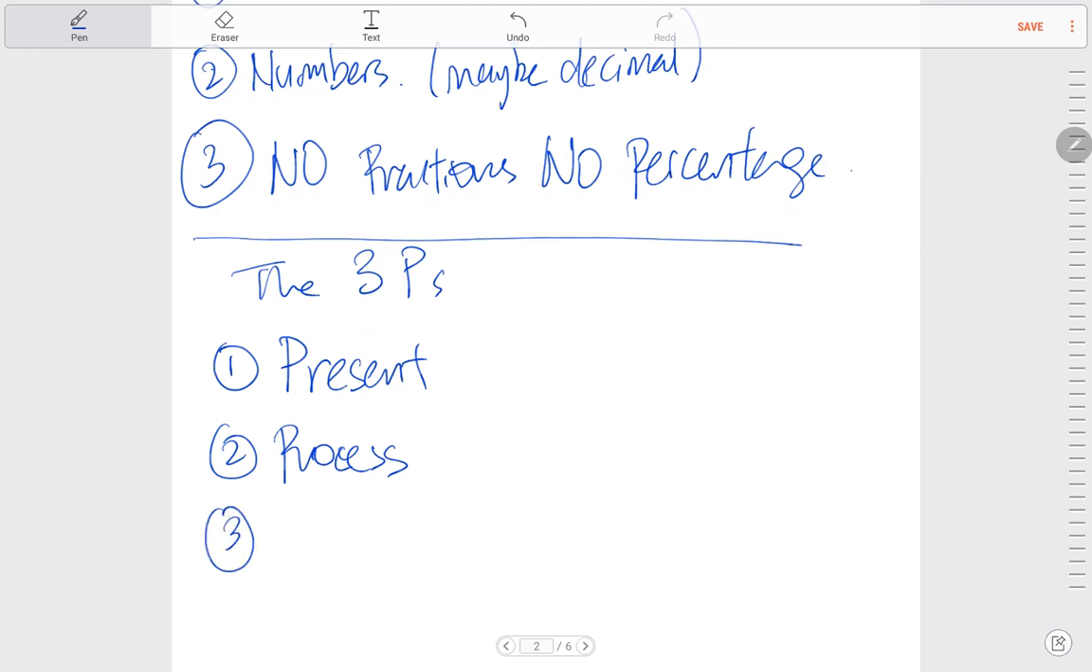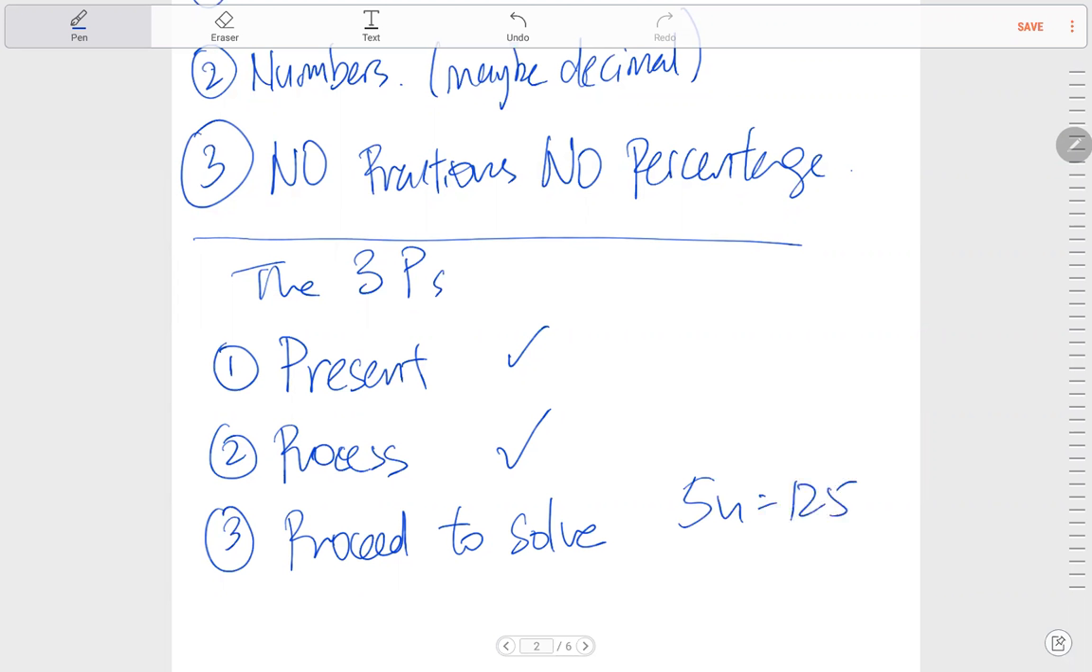And the last step, right? The moment you can do one and two, that's where you will have clarity of how to solve the question. And the last step is what I call proceed to solve. Okay, so for example, how do you know that you have reached the last step? Usually when you're able to reach a stage where you have 5u equals 125, for example. Okay, and that means that you are there already. You have already used the BCA table to achieve your objective, and therefore you can proceed to solve.